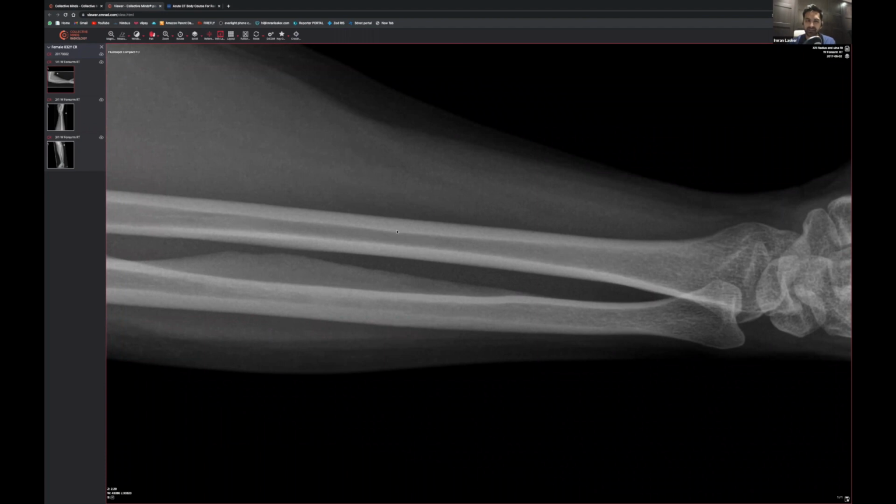I can never say it, but it's Galeazzi or something like that. And that's the next thing to think about, because oftentimes people won't look for the second fracture. They get all happy about seeing that one thing.